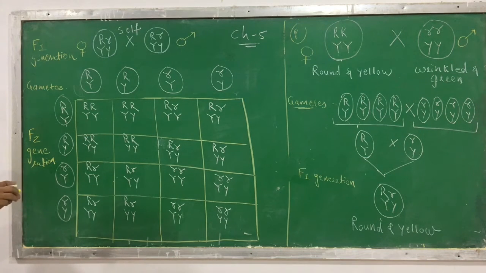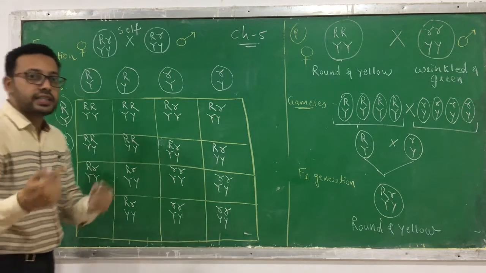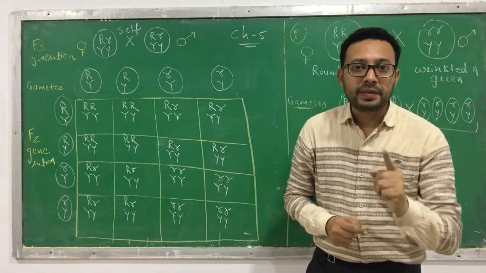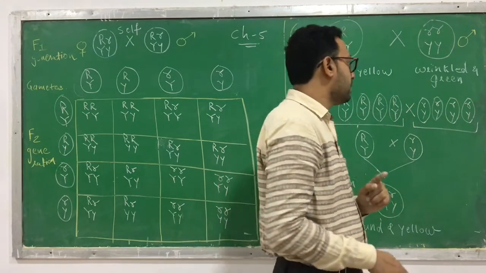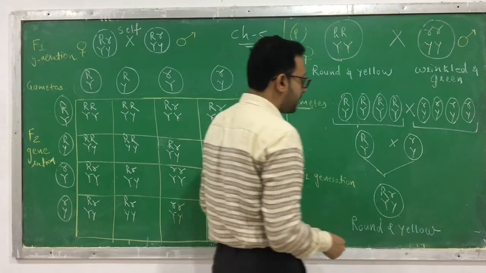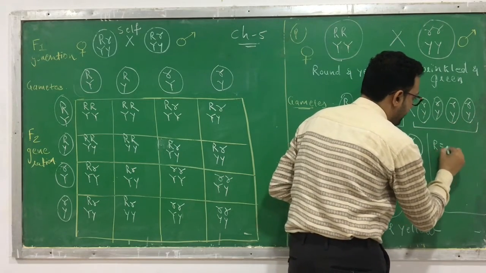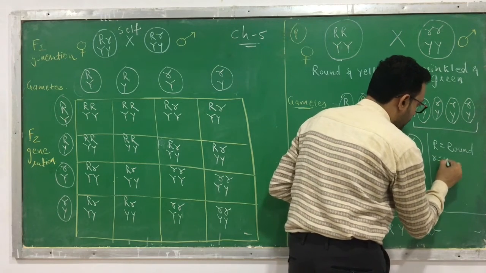Okay, now you have to write its phenotype. What is its characteristic? Okay, you have to write it down. So I'm just writing down its phenotype. See, capital R, you know that I am repeating. Capital R is round, small r is wrinkle. Capital Y is yellow, small y is green. I am writing here for your reference. Capital R, what is the meaning? Round. Small r, what is the meaning? Wrinkle.